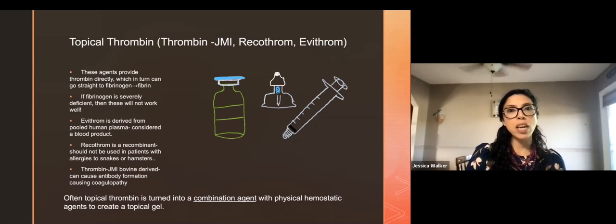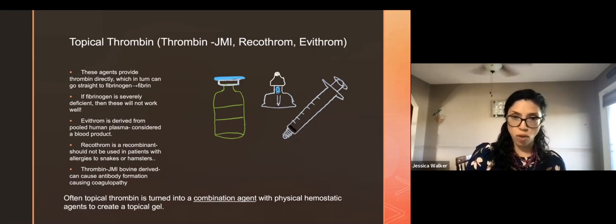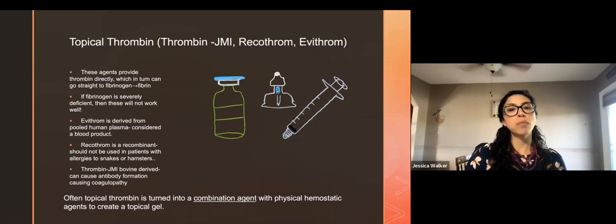We have three common brand names: Recothrom, Evithrom, and Thrombin-JMI. The one that we carry in the hospital, just so you know, is Recothrom. I was not allowed to put the picture of it because there are multiple brand names for them, so I went ahead and drew a picture for you guys. I feel like it is important, as first and second year residents, I don't think I was able to see these agents much.